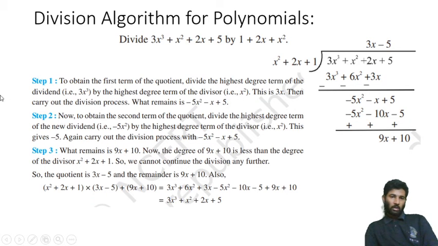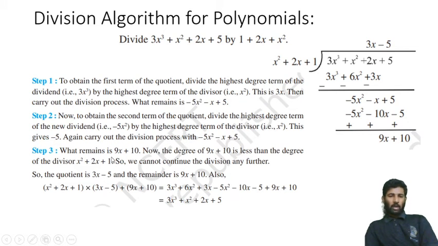So first let me explain the steps. To obtain the first term of the quotient, divide the highest degree term of the dividend by the highest degree term of the divisor, then carry out the division process. Step 2: to obtain the second term, divide the highest degree term of the new dividend by the highest degree term of the divisor, and again carry out the division process. So the same thing you have to carry out once again.